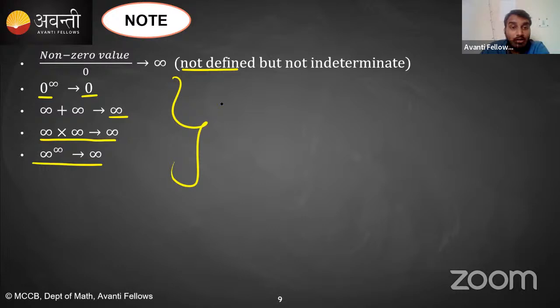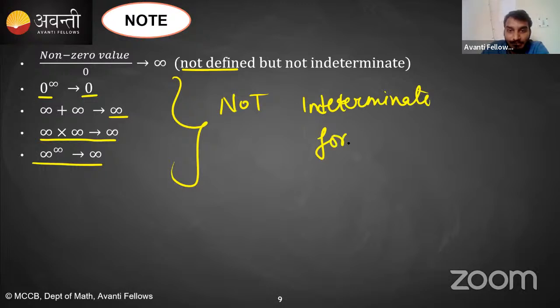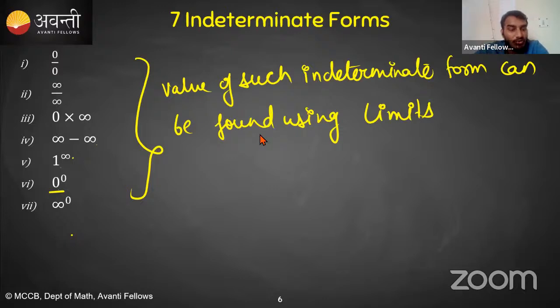So these all are not indeterminate forms. Is this clear? These are not indeterminate forms. Indeterminate forms are only 7. What are those? These: 0 upon 0, infinity upon infinity, 0 into infinity, infinity minus infinity, 1 raised to the power infinity, 0 raised to the power 0, infinity raised to the power 0.